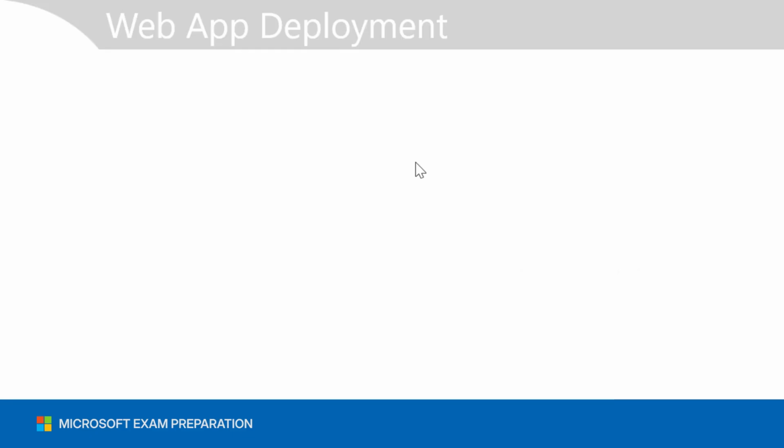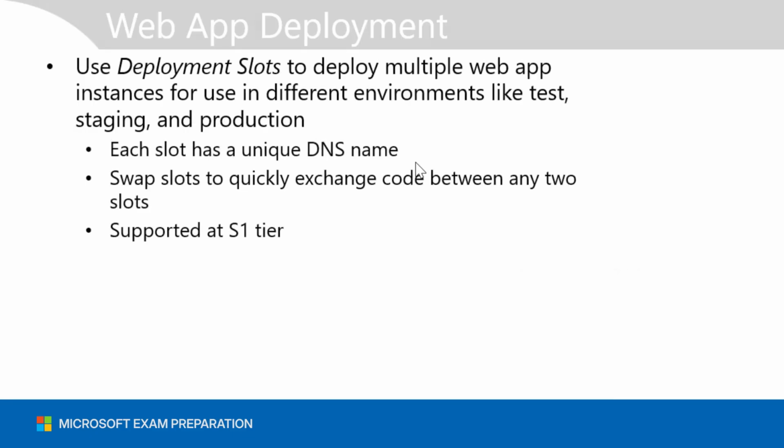The last thing I want to discuss about this is for deployment. So you can use what are called deployment slots to deploy multiple web app instances for different environments. So this is not like scaling where all the instances in scaling are visible to your customers and accessible by your customers. Instead, these are for things like test versions of your app, staging versions, things that you might use before you move changes into production.